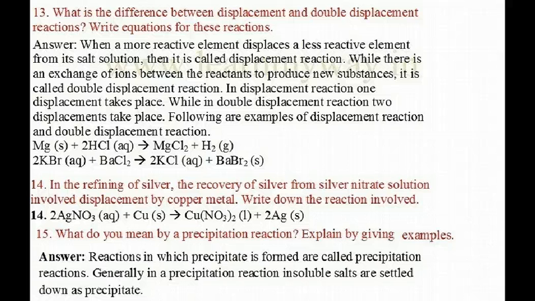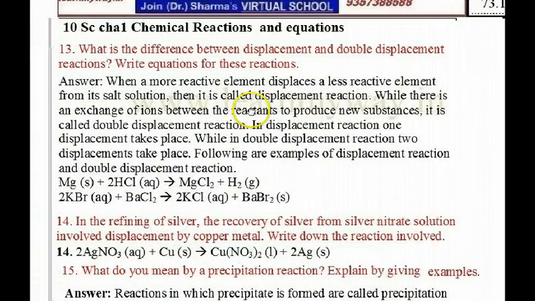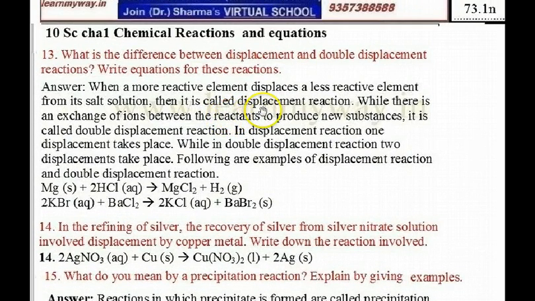As you find, the next question is quite a simple one: displacement and double displacement. What are the differences? So equations you have to write, of course. When a more reactive element displaces a less reactive element from its salt solution, then it is called a displacement reaction. For example, here we find magnesium, a more reactive element, displaces hydrogen to form magnesium chloride, and this hydrogen gas is also released.